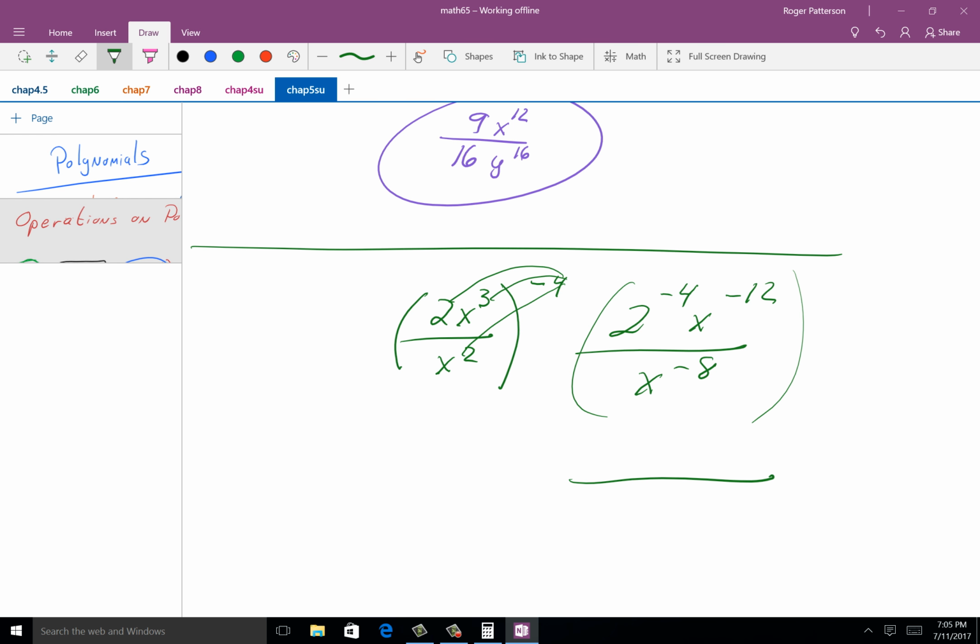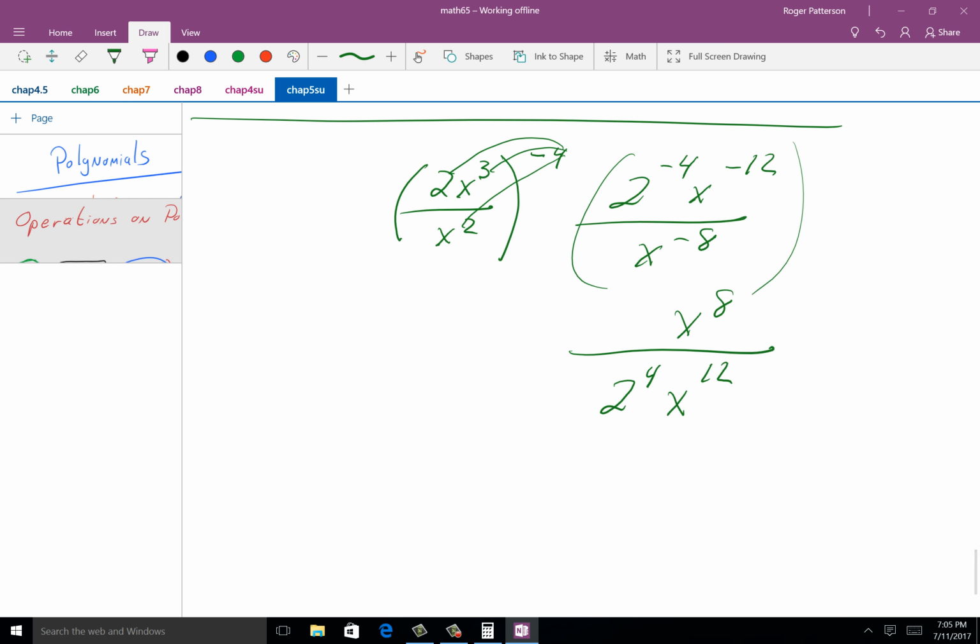Things are going to go flipping all over the place. Where's that 2 to the negative 4th? Where's it going to go? To the bottom. Good. Okay. X to the negative 12th. Where's it going to go? Top or bottom? Bottom. Okay. X to the negative 8th, where's it going to go? To the top. All right, now you'd simplify that.